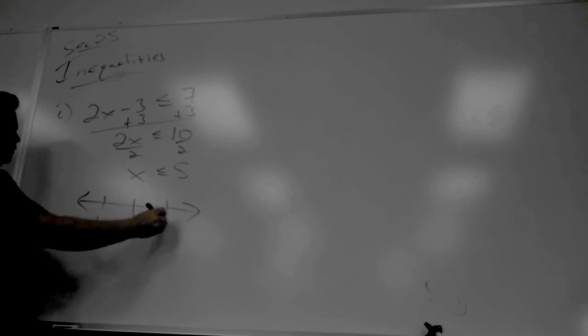And then you go 0, 1, 2, 3, 4, 5, whatever you want to do. Yeah, just put a few around the number you're curious about. And then since it's a less than or equal to, the dot has to be solid. All right, I like it.